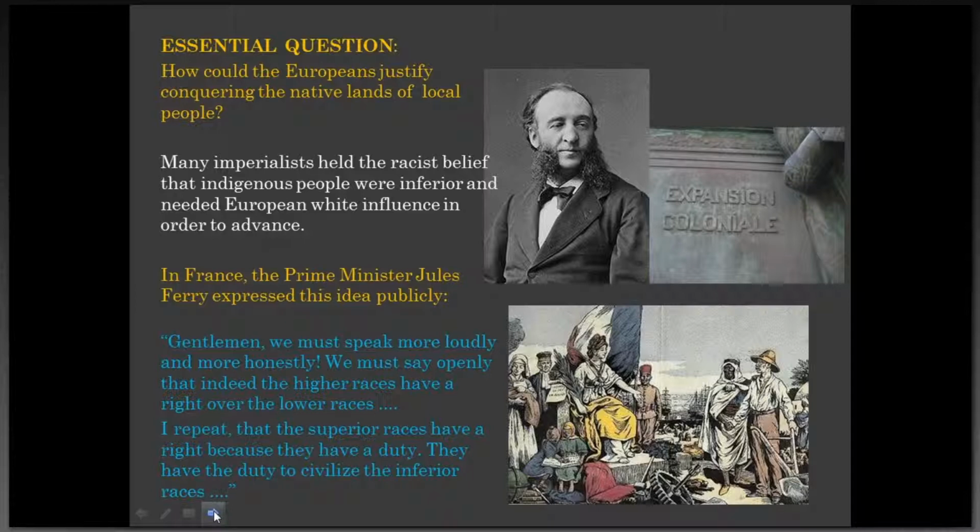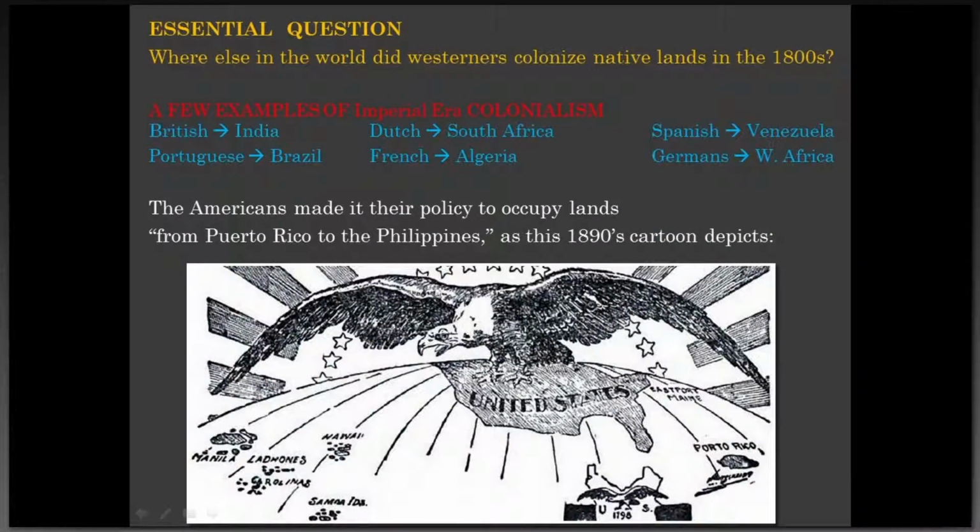Yes, and this is a primary document which is part of this unit should you wish to treat yourself to more of his interesting pontifications. Notice also the political cartoons here that position this as a noble quest, right? This is very much a global phenomenon. And here this political cartoon shows the American eagle, right, from Philippines and Puerto Rico here, and these are a few examples of imperial era colonialism. It was a competition amongst the big world players to acquire other lands.